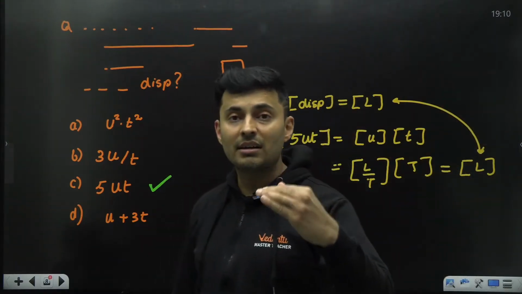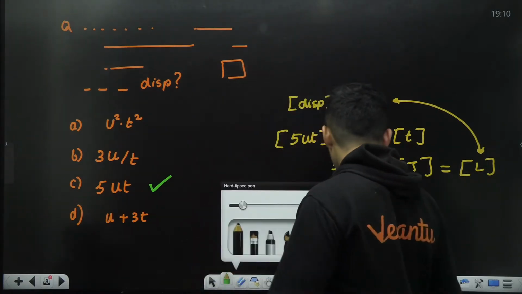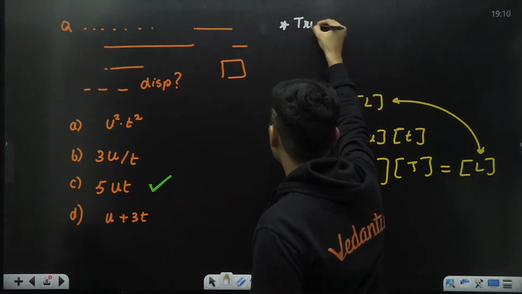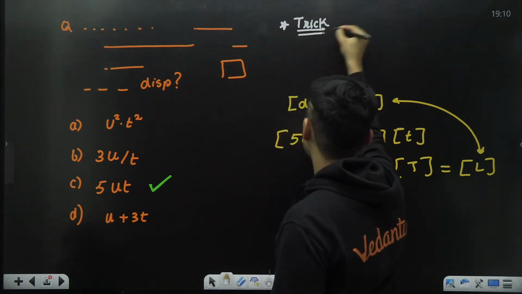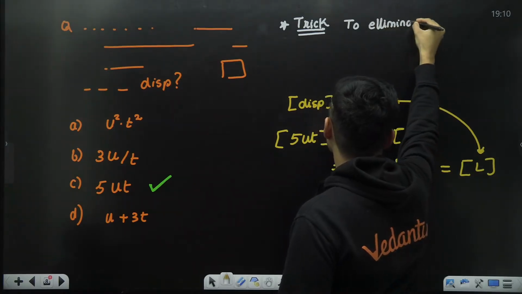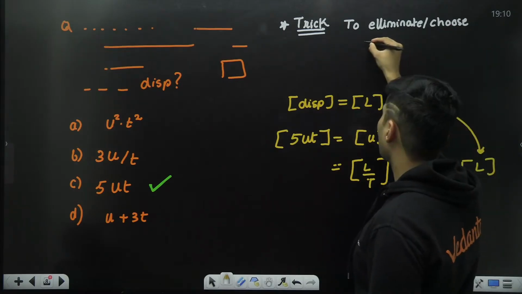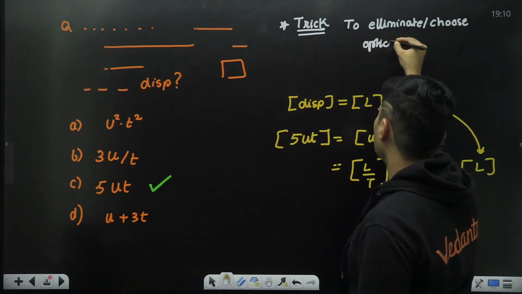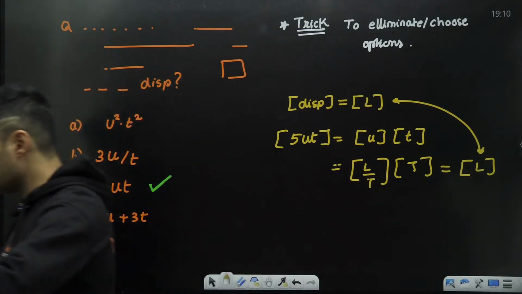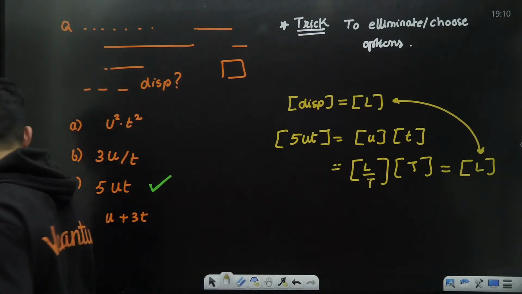So this method can be used to choose or eliminate options. So I will mention it over here. This is basically a trick to eliminate or choose options. Okay, so this is how you do it. Everybody fine till this point? Give me a fire emoji or a thumbs up in the chat box really quick.